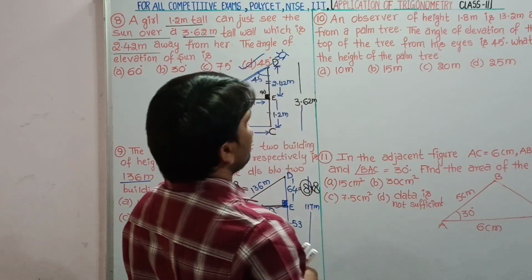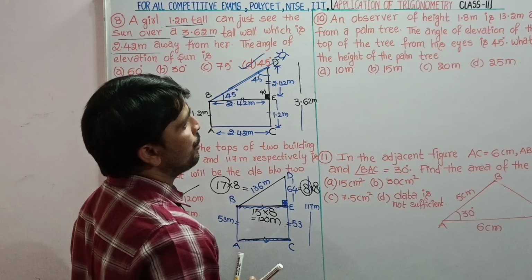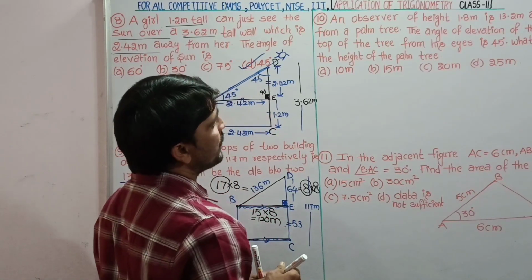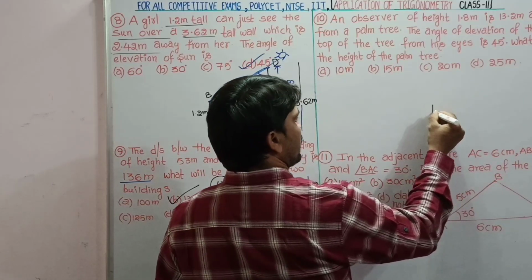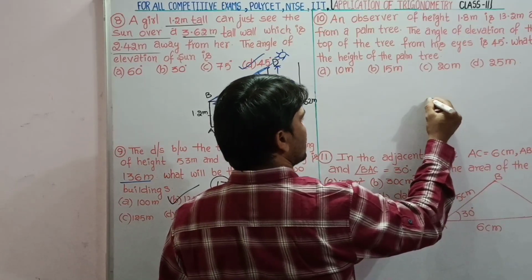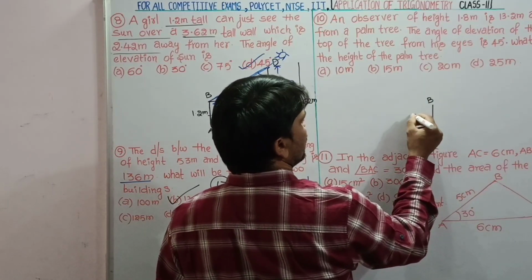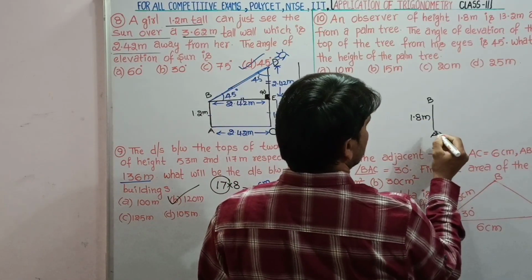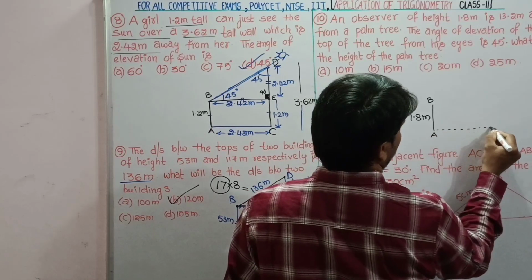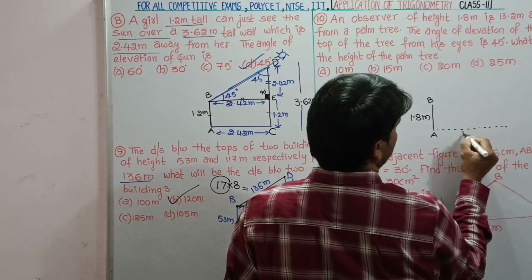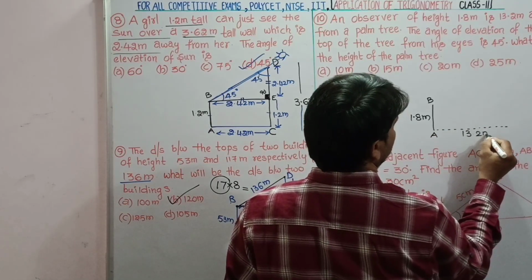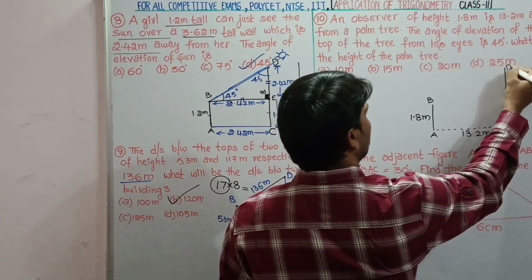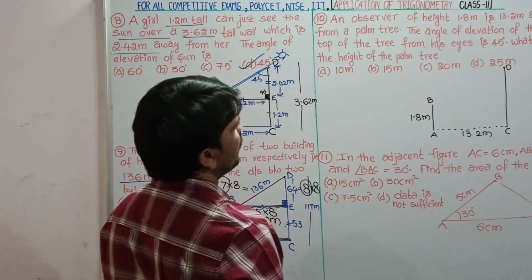10th one. An observer of height 1.8 meter is 13.2 meter away from a palm tree. The observer height is given, so we have to consider his height. AB is the height of the observer, which is 1.8 meter, and he is at a distance of 13.2 meter away from a palm tree. CD is the palm tree, that is the height of the palm tree.